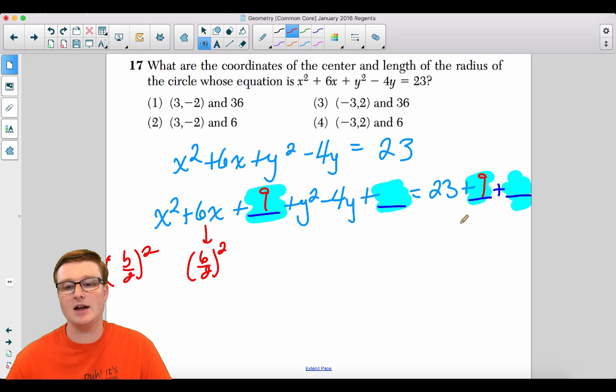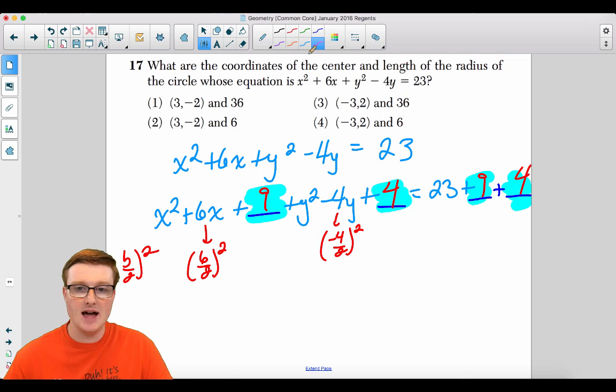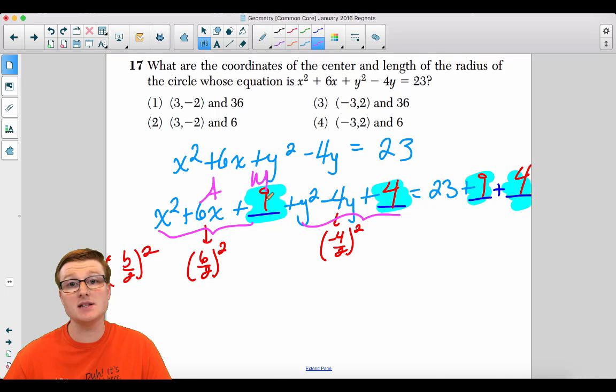9 over here, 9 over here. Half of -4 is -2. -2 squared is 4, and 4. So now all we need to do is we now need to factor these. What adds to 6 and multiplies to give you 9? And what adds to -4 and multiplies to give you 4? What's nice about completing the squares, it's always the same number.